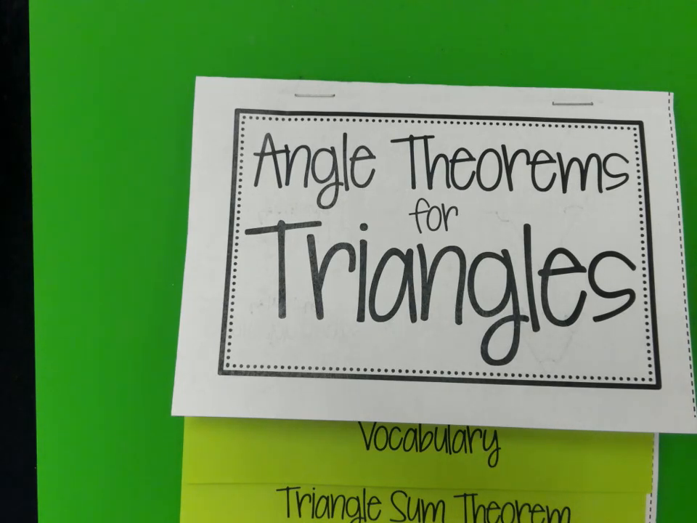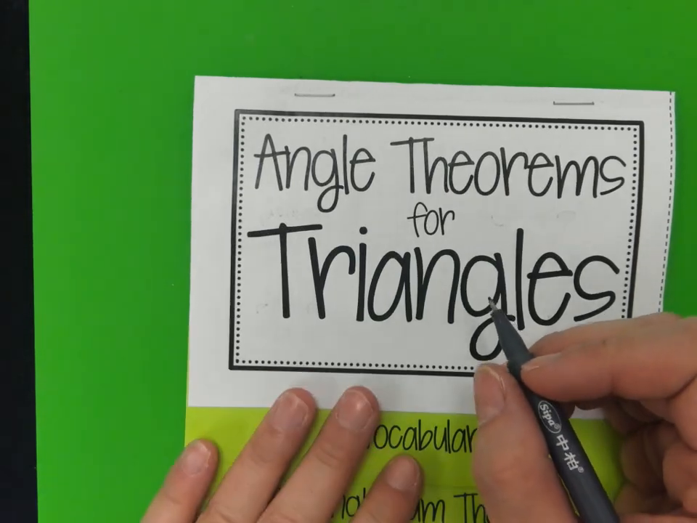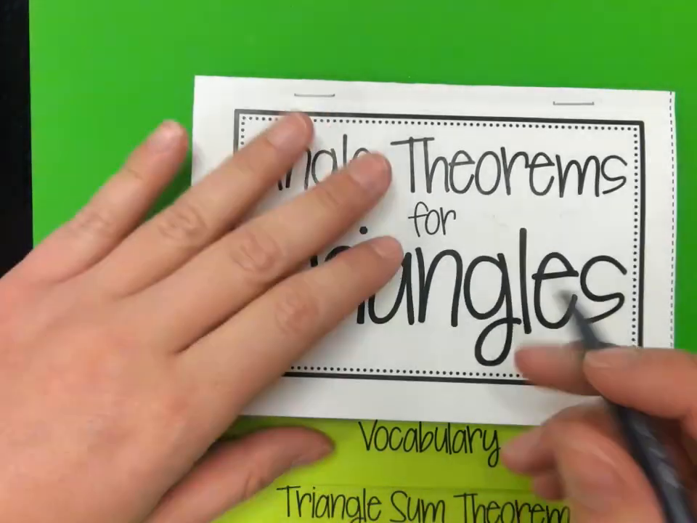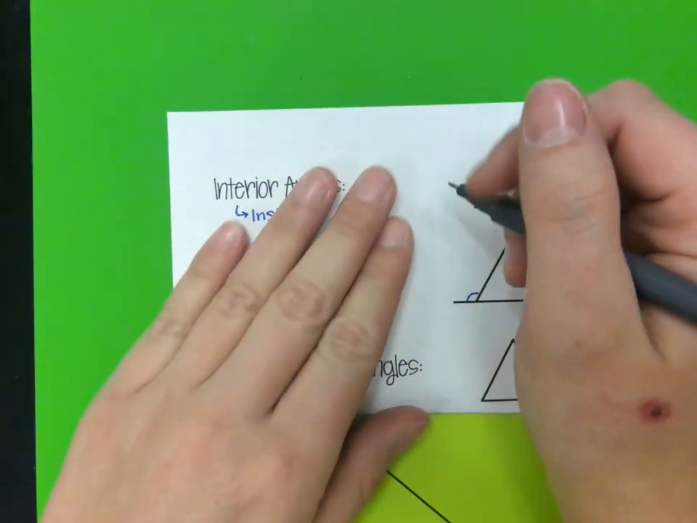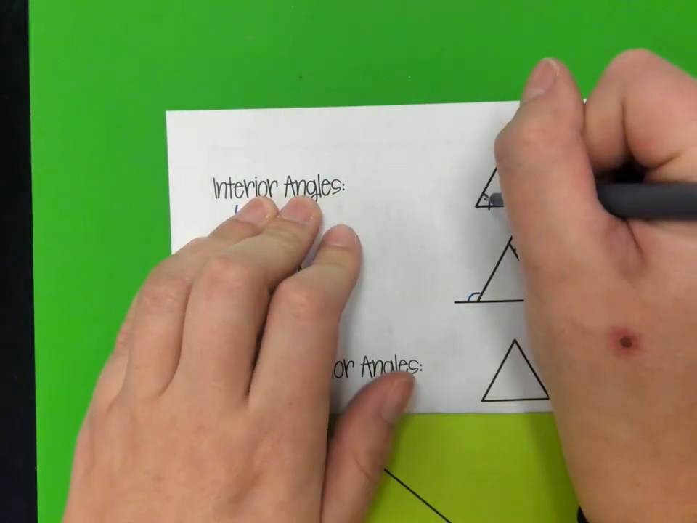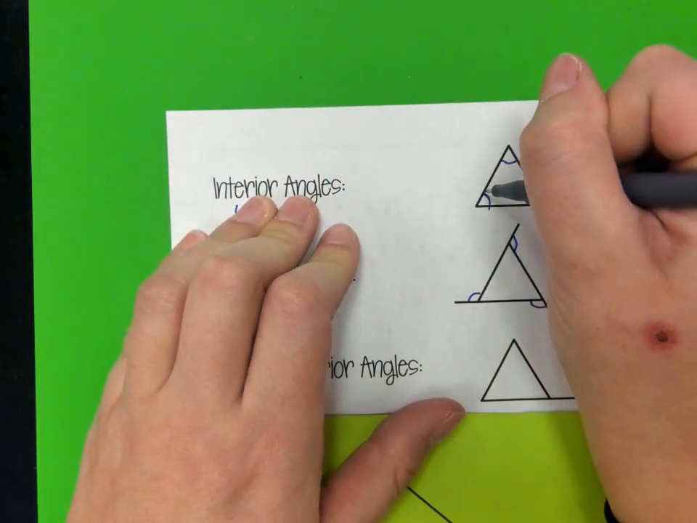All right, so today we've got some theorems to talk about. We're talking about angle theorems for triangles. So go ahead and open up your foldable. And if we're talking about interior angles, sorry, I've done this a couple times and the camera froze. Interior angles means they're inside our triangle.